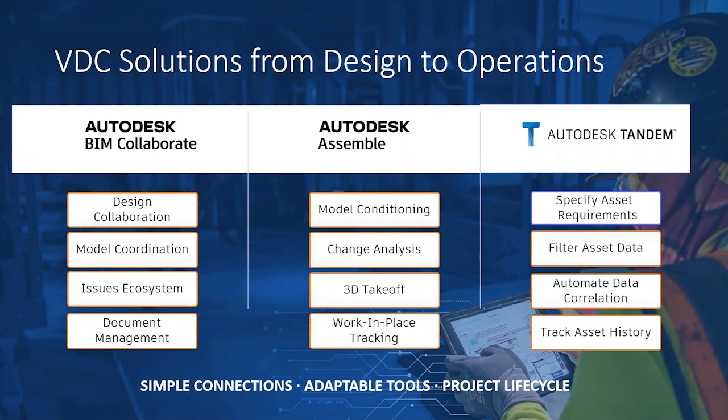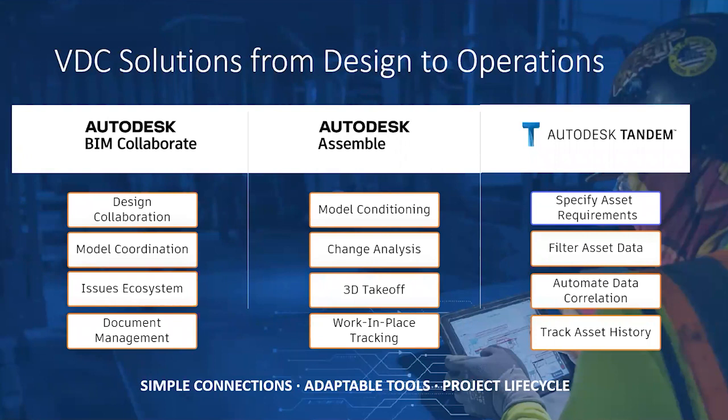Also with Assemble, we can very quickly and easily understand change analysis between different versions of the Revit models as well. And Assemble can also provide you with the ability to extract 3D takeoffs from the Revit models that get loaded into the system. It does that 3D takeoff automatically when you load a model in there. It just starts to spit out the quantities based on the Revit elements themselves.